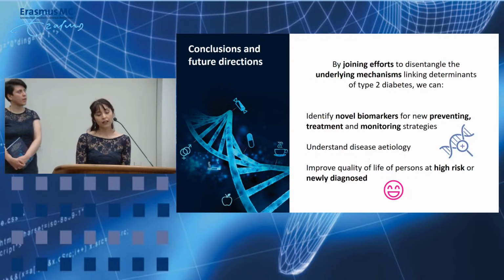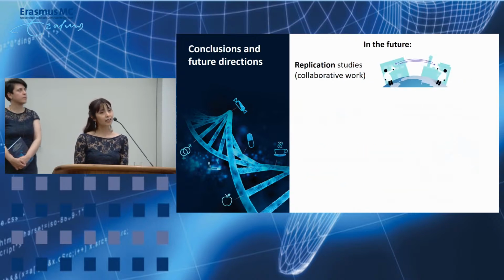So I finally concluded that by joining efforts to disentangle the underlying mechanisms linking determinants of type 2 diabetes, we can identify novel biomarkers for new preventing treatments and monitoring strategies. We can understand disease etiology. And with all of this together, we can improve quality of life of persons at high risk or newly diagnosed with type 2 diabetes. And finally, some thoughts for the future.